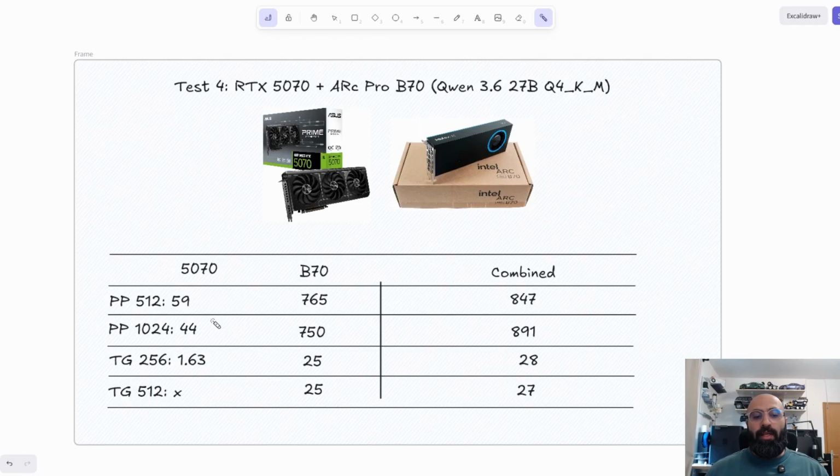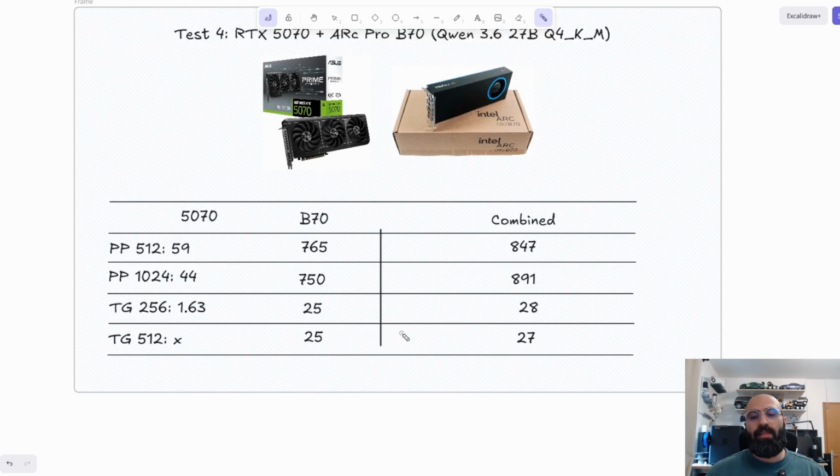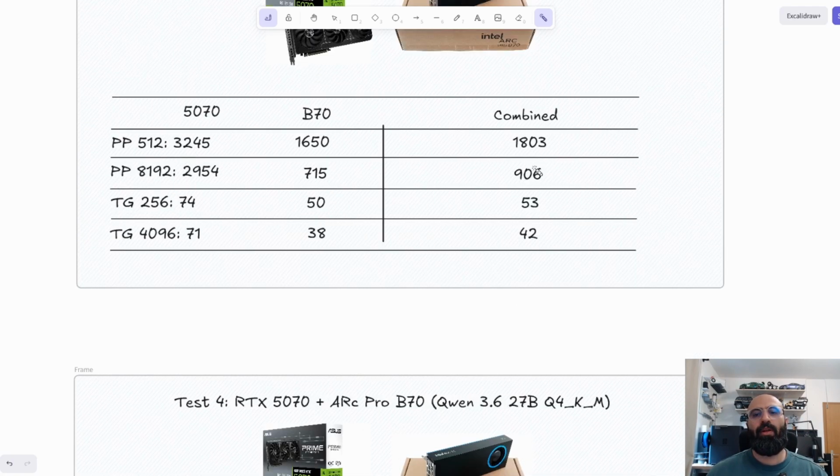Here the RTX couldn't handle it, of course, on its own, but anyway, the prompt processing was 59 for the RTX, while it was 765 for the Intel, and combined we are seeing 847. And for the token generation, RTX scored only 1.6 tokens per second, the B70 25, and here together 28.